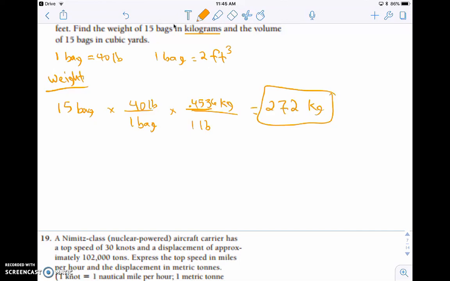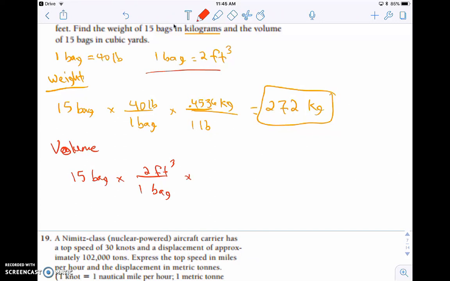And so the next thing we're going to be looking at is our volume here. So the volume, again, we're looking for 15 bags in cubic yards. So we're going to start with the 15 bags. And we know that right here, this information, one bag is 2 cubic feet. That information was told to us, so I'm going to again put bags in the denominator so that they cancel those units. So 2 cubic feet is one bag.